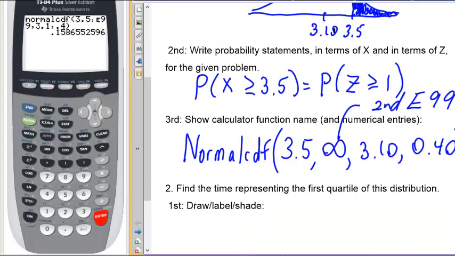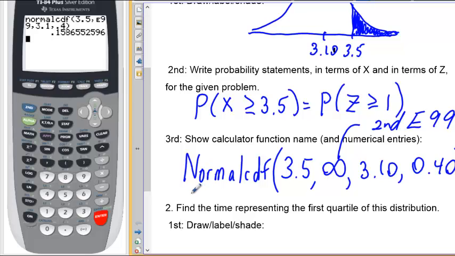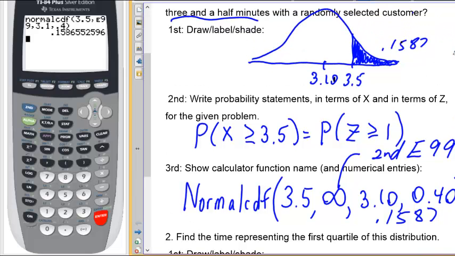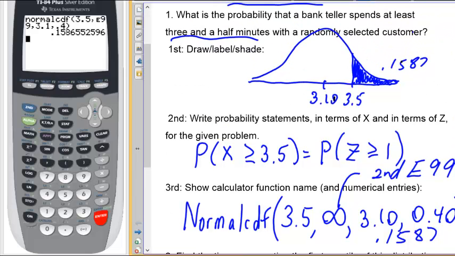So back to our notes. We come up with 0.1587. I also like to label this on our picture, 0.1587, so that I can see that area listed. So it turns out that there's a roughly 16% probability that a bank teller spends at least 3.5 minutes with a randomly selected customer.